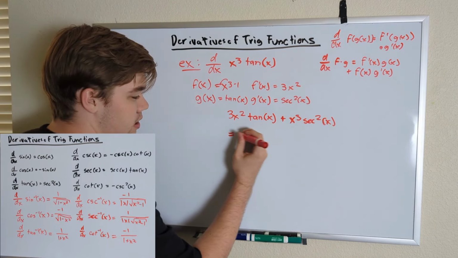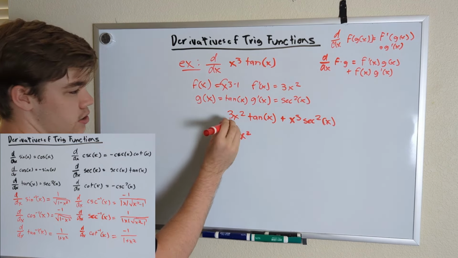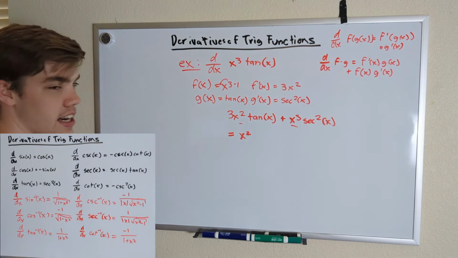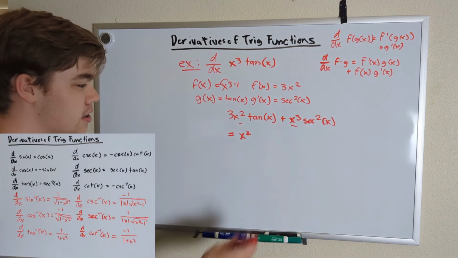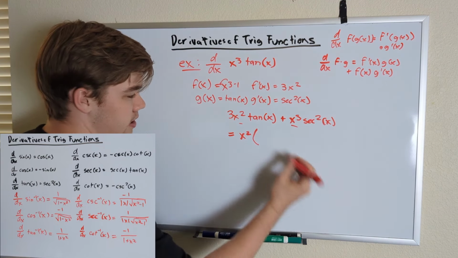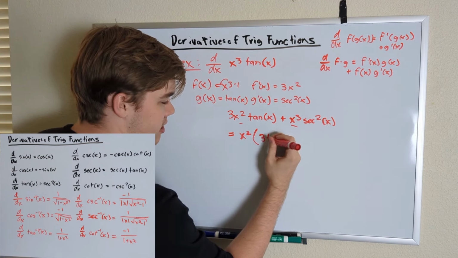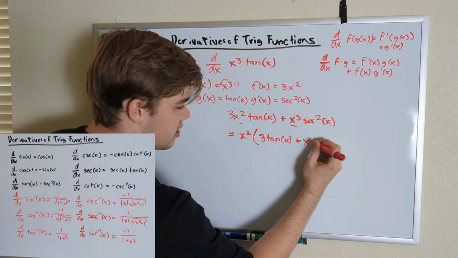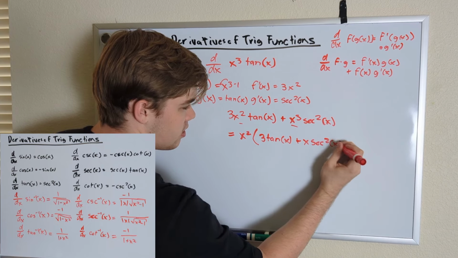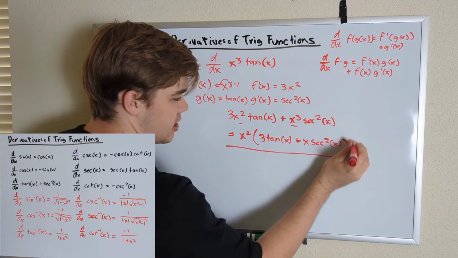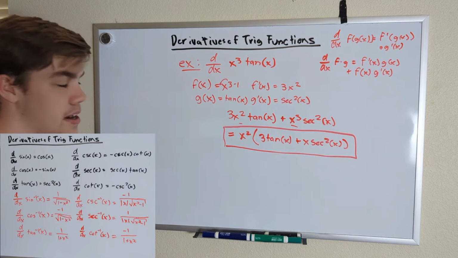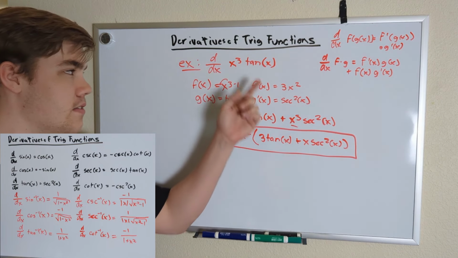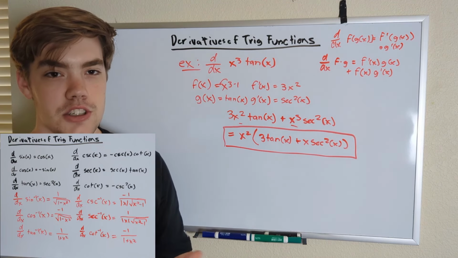So what I'm going to do is factor out an x squared. We have an x squared here, we have an x cubed there, so we can factor out something from both of these functions. So this is now equal to x squared times 3 tangent x plus x secant squared of x. And that is the derivative, where once again, you wouldn't have been able to find the answer unless you knew the derivative of tangent x, aka one of the derivatives of our trigonometric function.